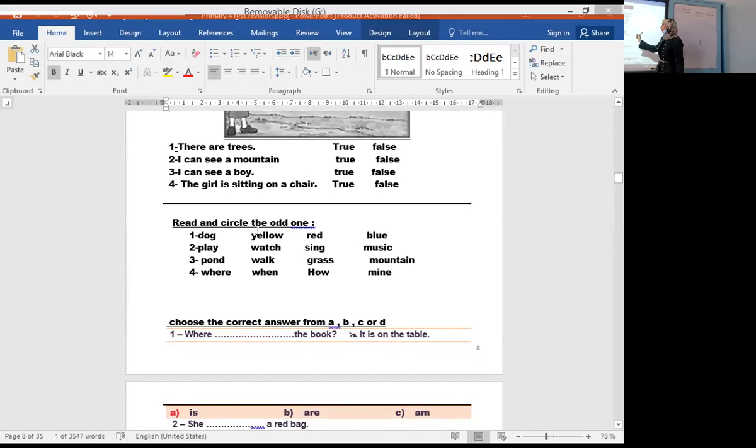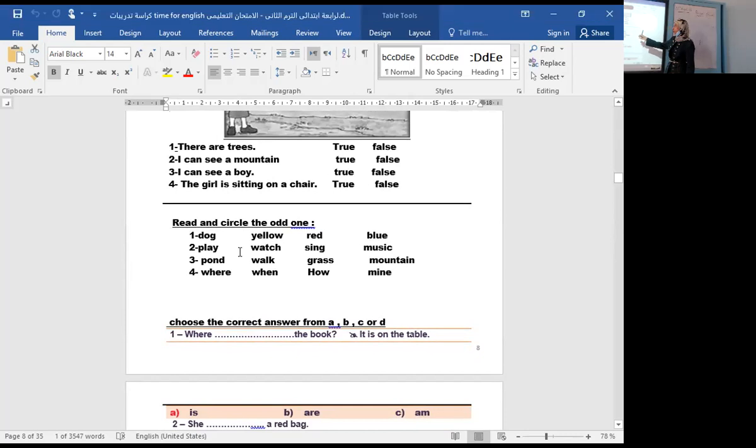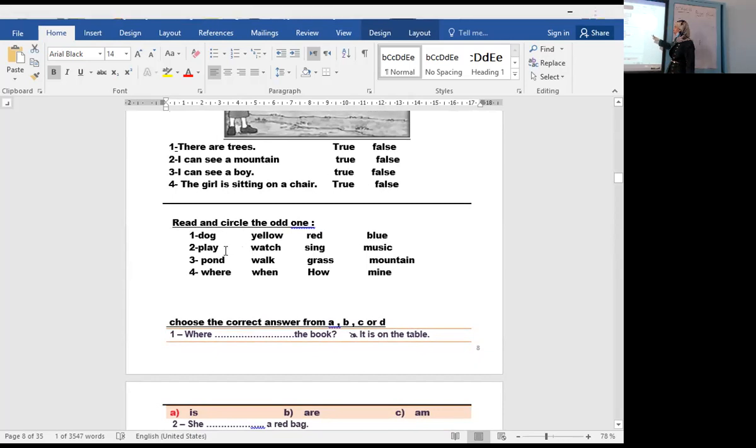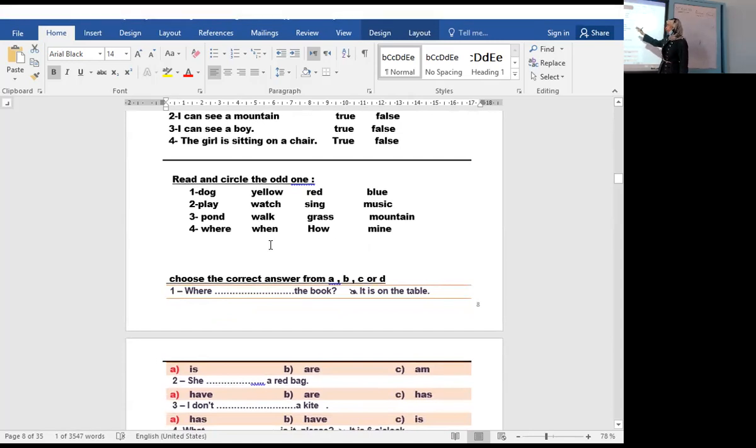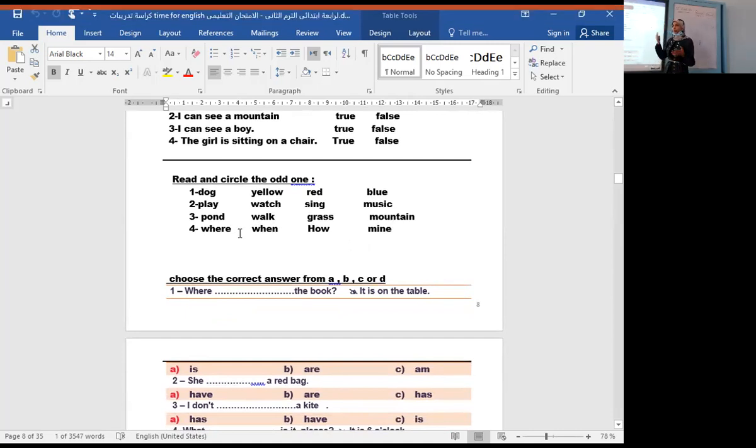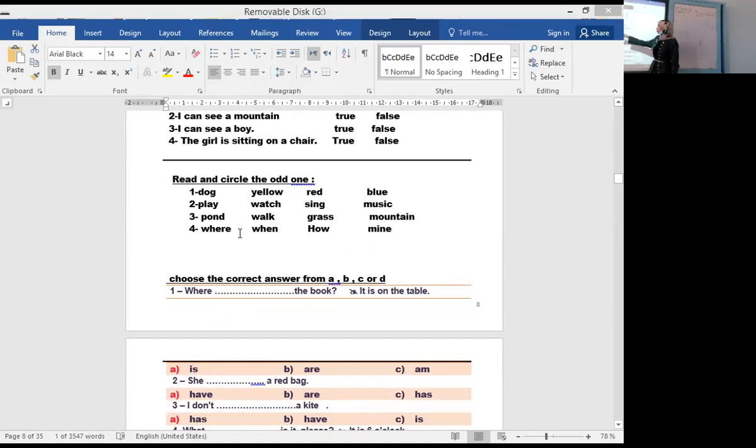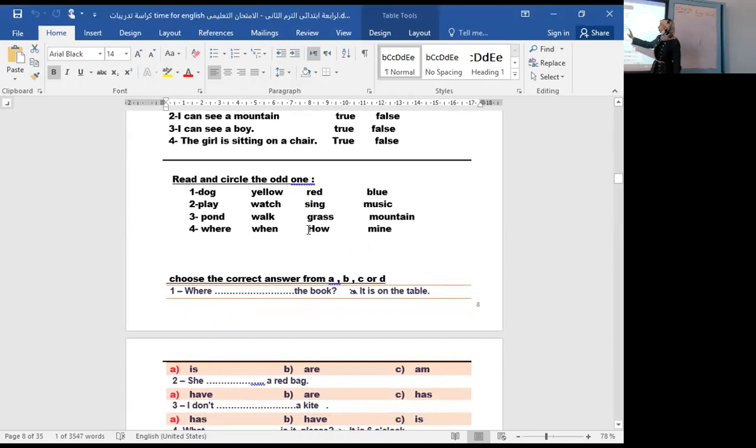Read and circle the odd one. Dog, yellow, red, and blue. Of course, the odd one is dog because all of them are colors. Play, watch, sing, and music. Of course, the odd one is music because play is a verb and watch is also a verb. Sing is another verb. So the odd one is music. Music is something that we can listen to. Soon, walk, grass, and mountain. The odd one is walk because it's a verb.